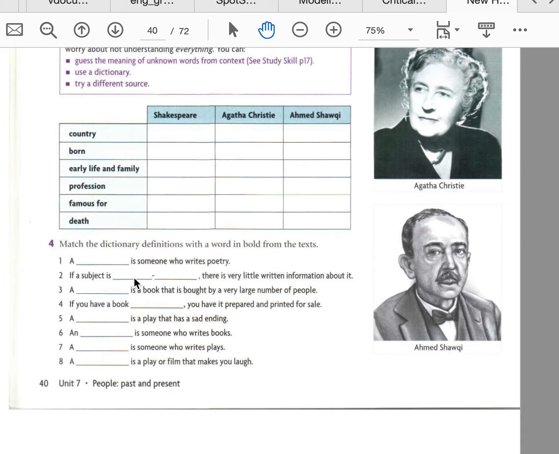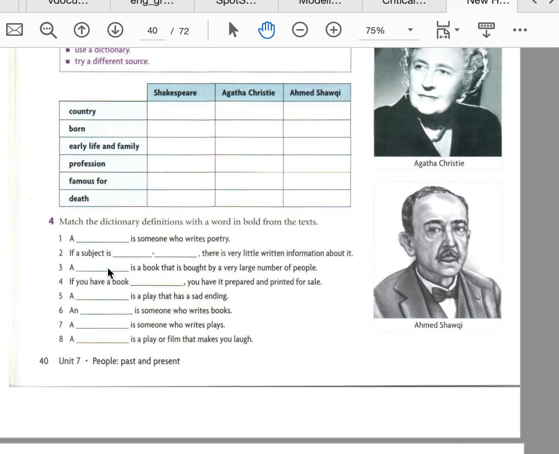Number 3: a dash is a book that is bought by a very large number of people. What do we call a book that many people buy? As a term, we call it a best seller. A best seller is a book that is bought by a very large number of people.